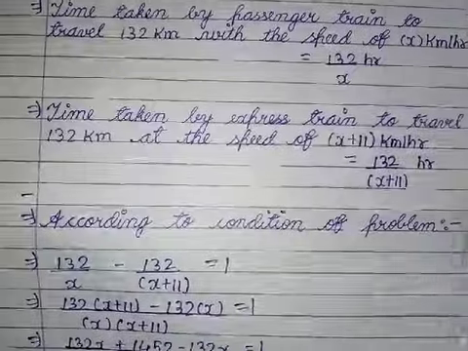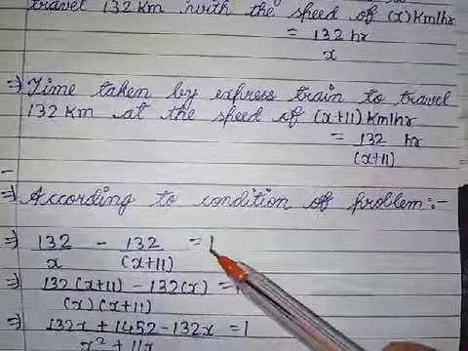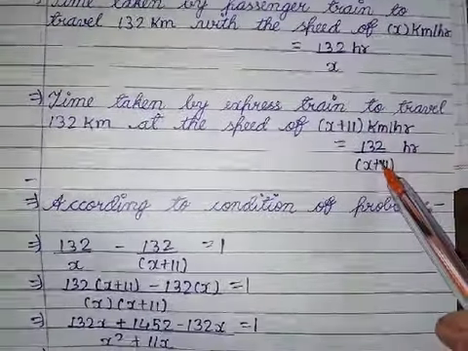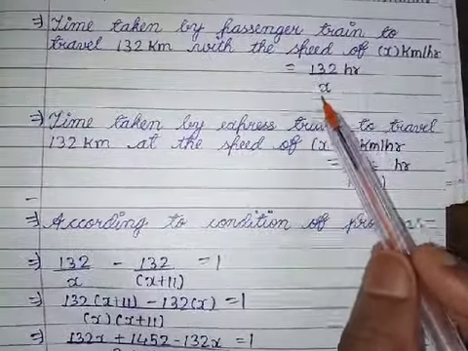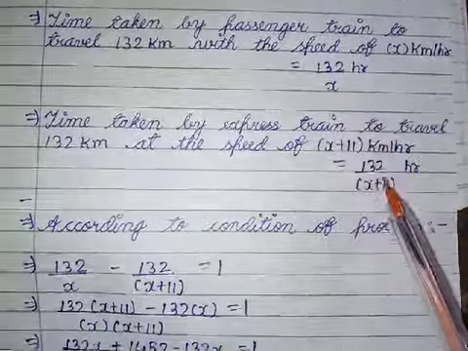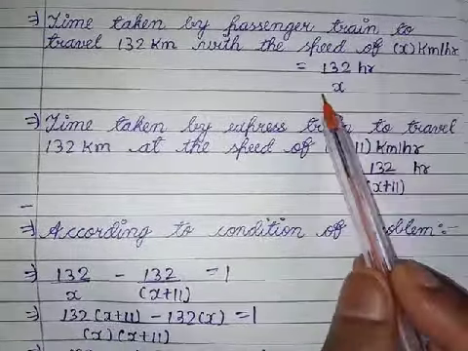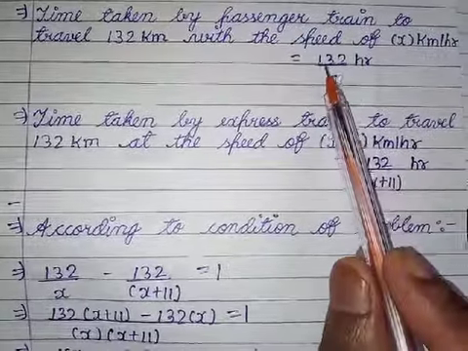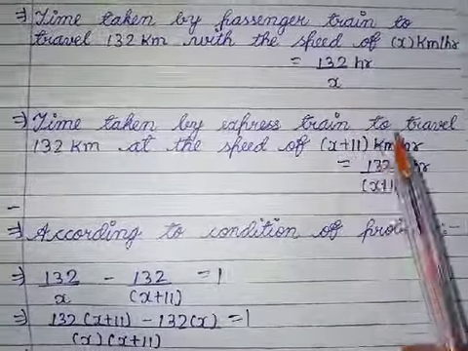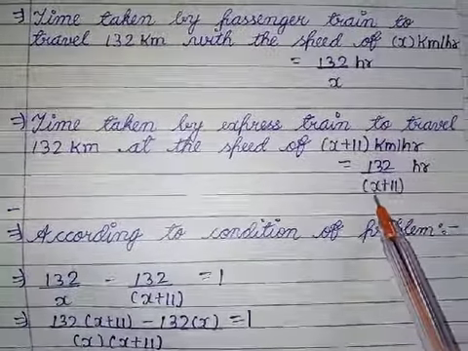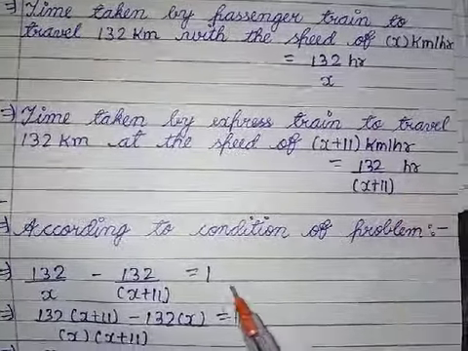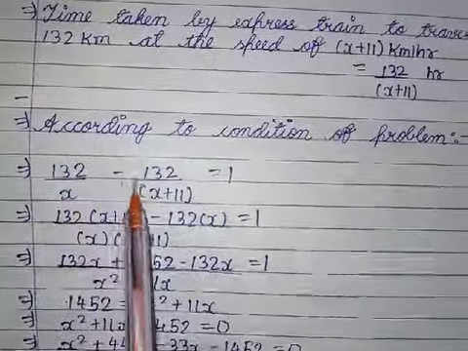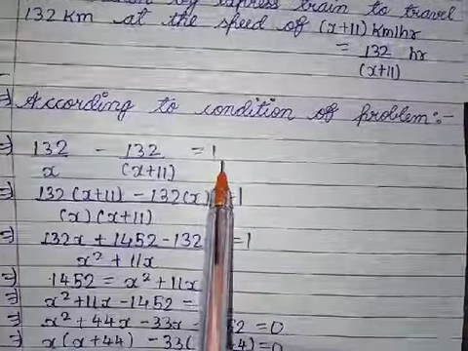According to the condition of the problem, because of the difference of this, it takes 1 hour less. Which ratio is more here? This ratio. Here the divisor is less, here the divisor is more. So this ratio is more, this ratio is less. So we will subtract: 132 upon x minus 132 upon x plus 11 is equal to 1 hour. Is it clear?